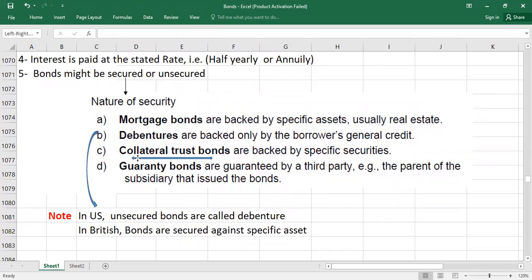Then we have another word which is called collateral trust bonds. Collateral trust bonds are backed by specific securities. Maybe these bonds are secured by certain other securities, maybe certain stocks or certain other bonds as security. In case of default, as a lender you have an option to sell those specific securities. Then you have guarantee bonds. It is also secured. Guarantee bonds are guaranteed by a third party, for example, the parent of the subsidiary that issues the bonds. Maybe the subsidiary is going to issue the bonds, but the parent company is going to give the guarantee on behalf of the subsidiary. That is called guarantee bonds.